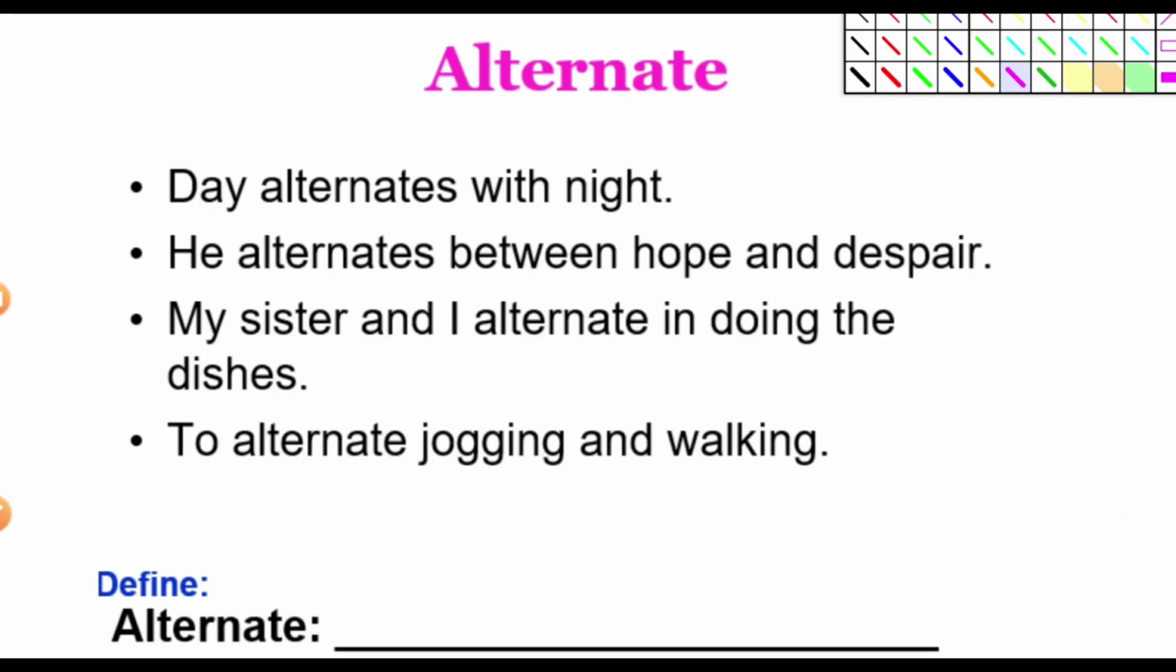Two other words that are going to be key for this unit. Alternate is going to be one of them. So here's some examples. Day alternates with night. He alternates between hope and despair. My sister and I alternate in doing the dishes. To alternate jogging and walking. I actually do that all the time when I'm exercising.